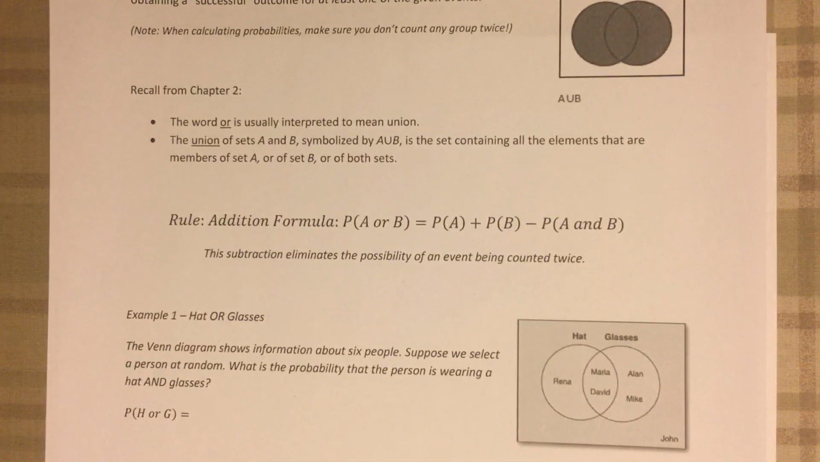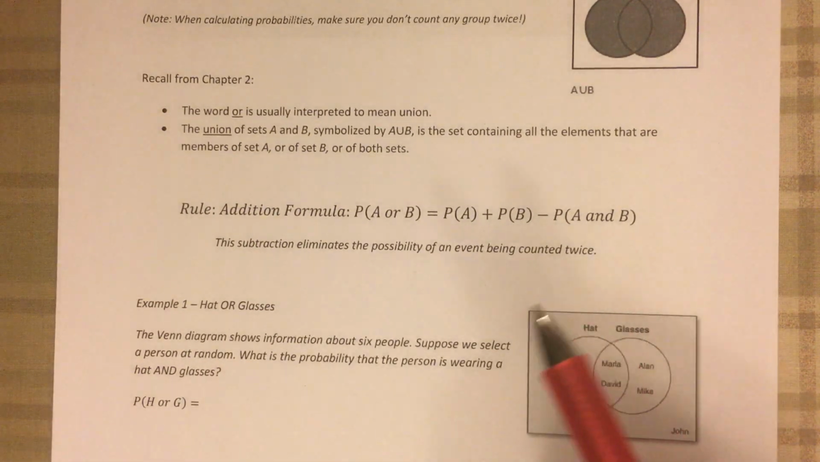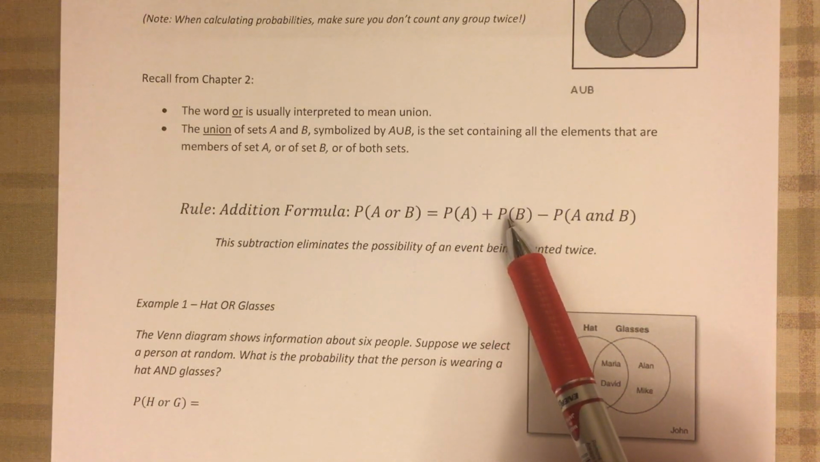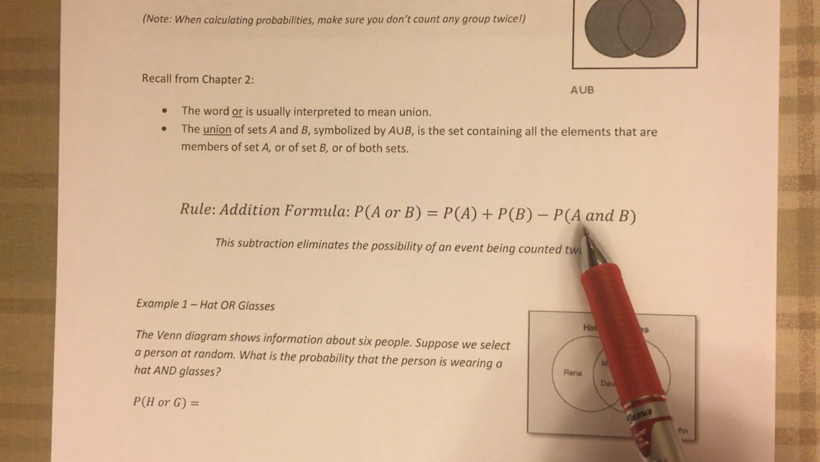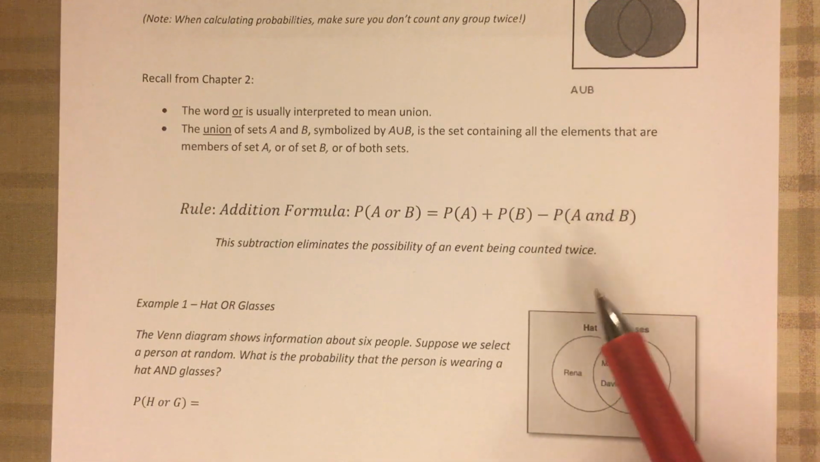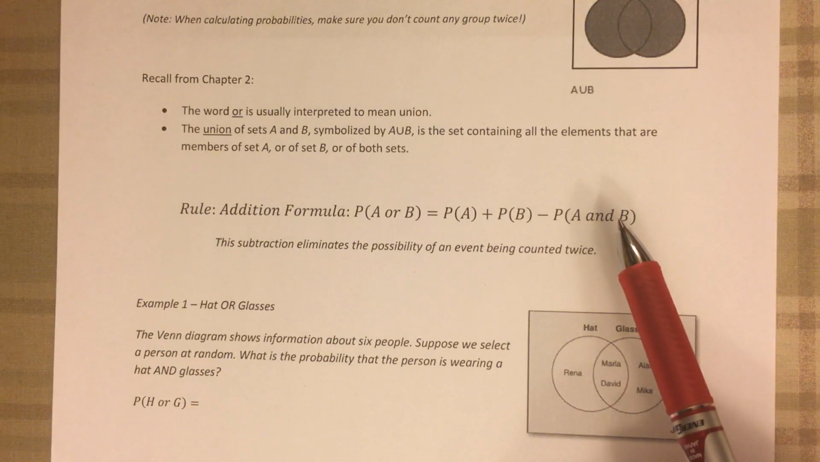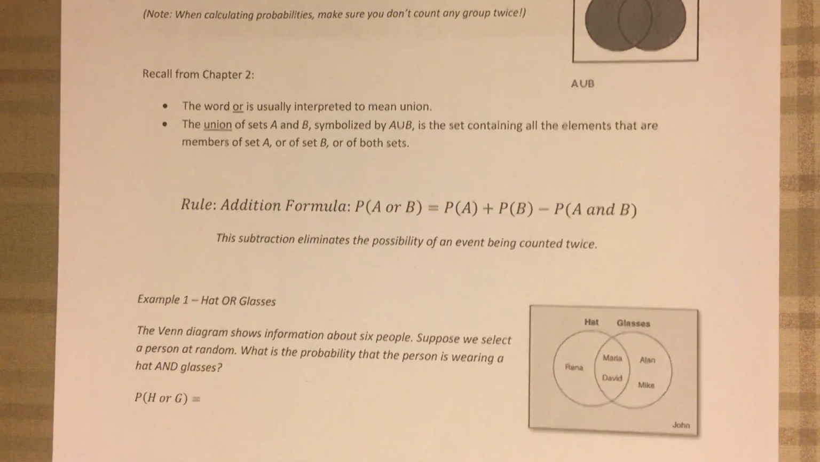As far as how we can eliminate counting that middle group twice, if we're using a formula, we can take the probability of event A plus the probability of event B and then subtract the probability of both. This is going to eliminate the possibility of an event being counted twice. We're going to go through these problems a few different ways. In some of these we'll use Venn diagrams, and in some we're actually going to use our formula. So we're going to tie a lot of what we saw in chapter 2 into these types of probability problems as well.